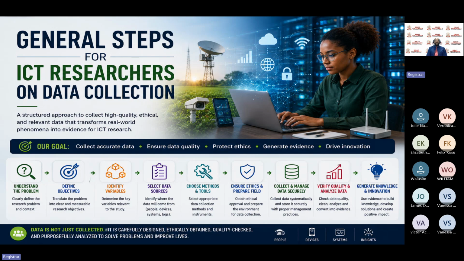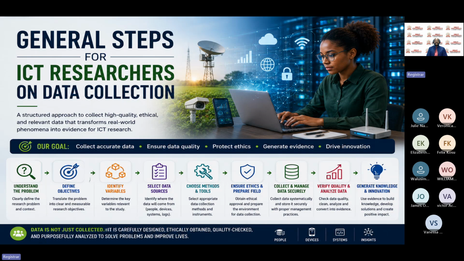So, as I told in my previous sessions, our basic role is understanding the problem. This is common to any kind of research. Defining our objectives, definitely it is common for all kinds of researchers. Identify variables, there is no difference in ICT or non-ICT research or social science research. Now comes the source, where we are going to collect data. Majorly in ICT, other than people, we use devices, we use systems, we use logs. I'm going to explain one by one.